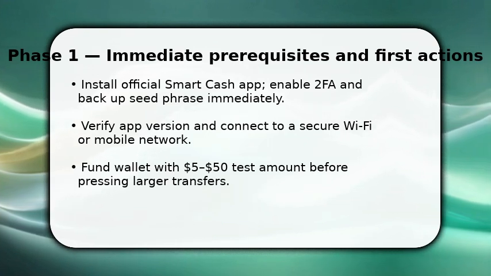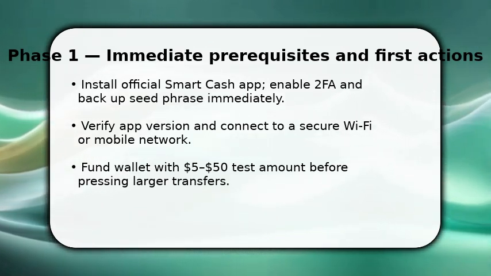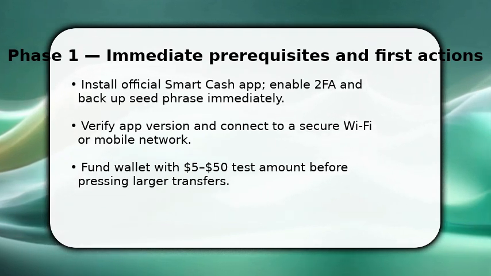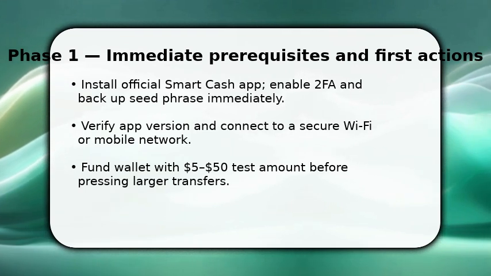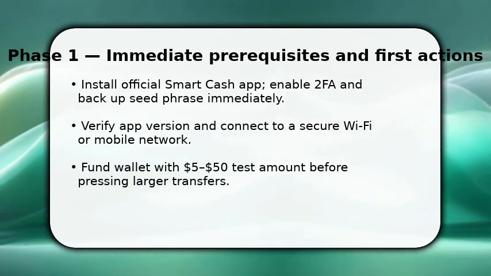Fund the wallet with a small test amount, for example $10, so you can confirm transactions and fees. Make sure notifications are enabled. They help you see confirmations in real time and catch problems early.